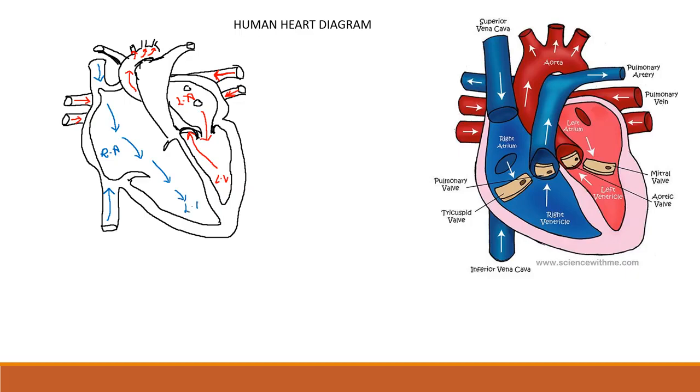So this is the right atrium, okay? If you see the right part of the heart, and this is the left part of the heart. The right part of the heart has all deoxygenated blood, and the left part has oxygenated blood, right? Okay, now this blood will definitely go to the pulmonary artery here.